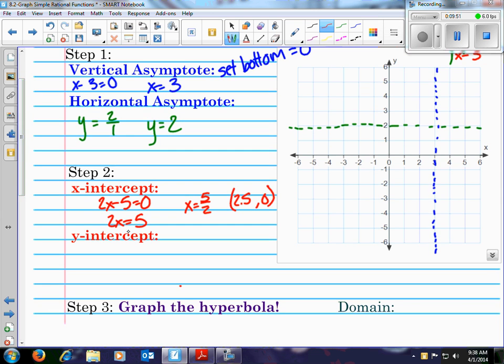Now my y-intercept, I'm going to make x equal to 0.